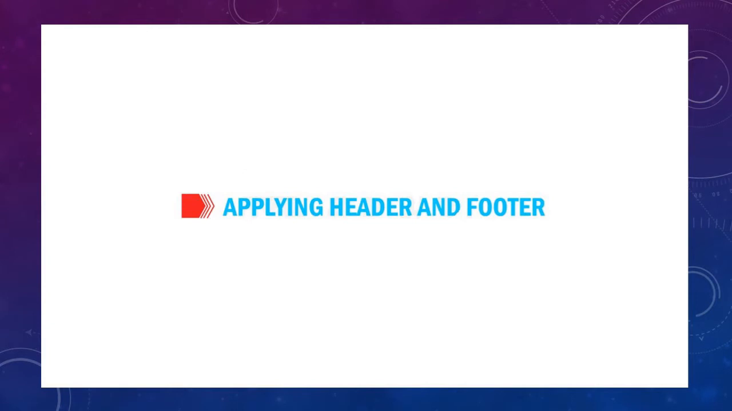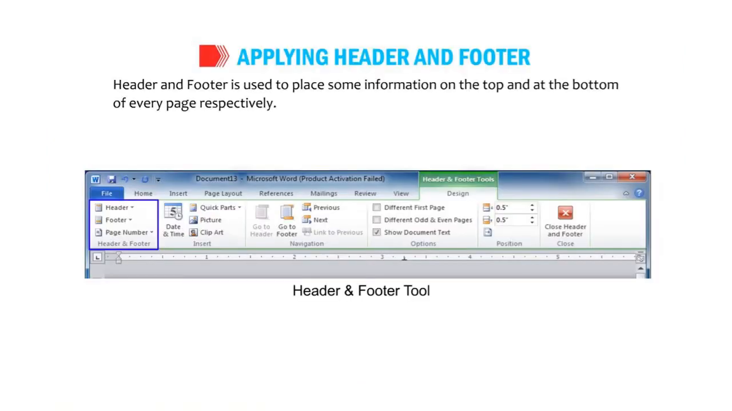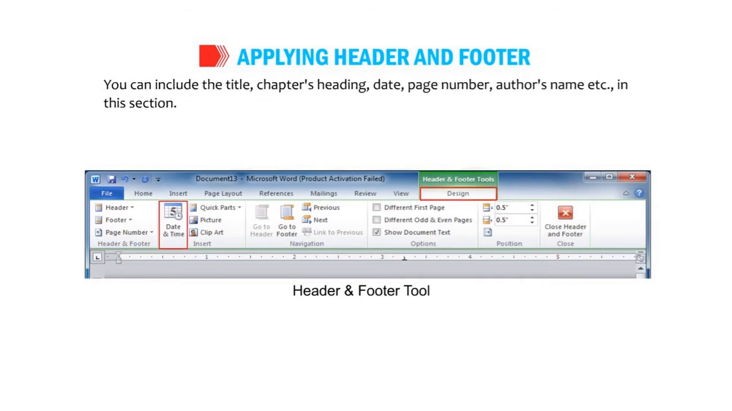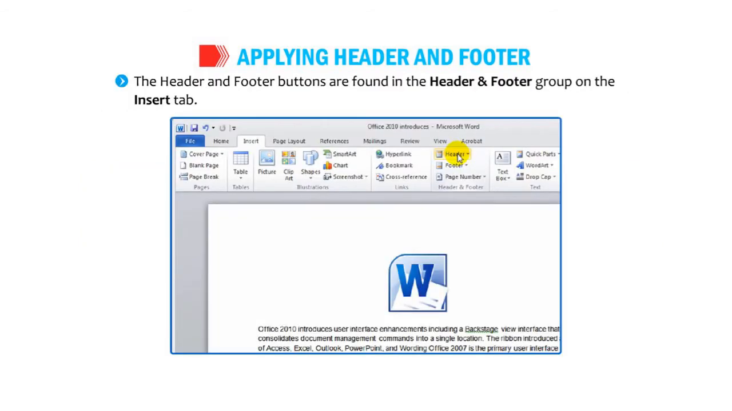Now, let's learn how to apply header and footer. Header and footer is used to place some information on the top and at the bottom of every page respectively. You can include the title, chapter's heading, date, page number, author's name, etc. in this section. The header and footer buttons are found in the header and footer group on the Insert tab.